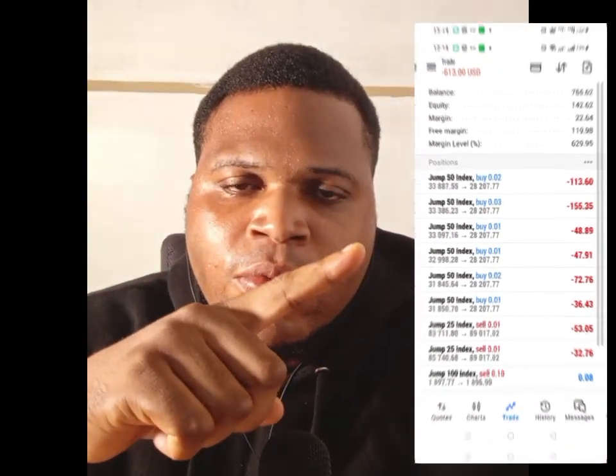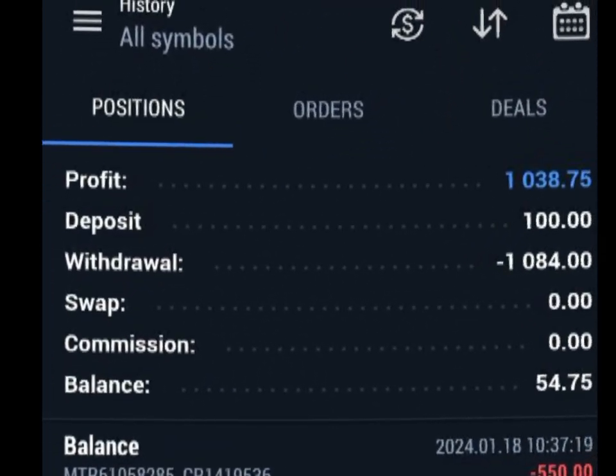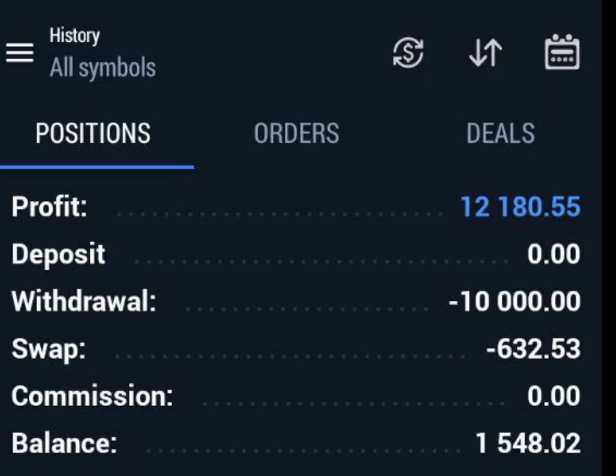I blew my fund because of lack of risk management. But when I began to understand what risk management was all about, I began to grow my fund, and I stopped blowing my account after discovering what risk management is and how to use it in my trading.